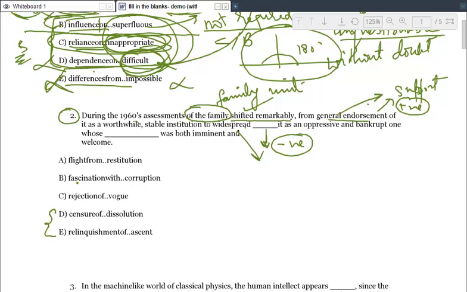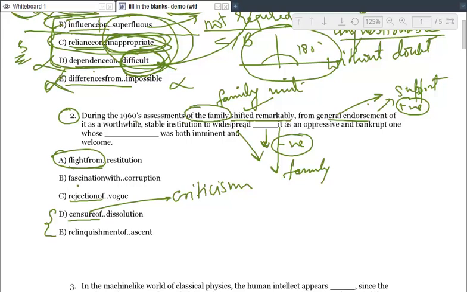From general endorsement to widespread dash. It can be rejection, it can be criticism. Censure means criticism, people. Please understand. Censure means criticism. Rejection, to widespread flight from. Flight from it, because it refers to family here. People, please understand. The pronoun it refers to family. So it can be flight from, it can be rejection of, it can be criticism of, right? They all can be there. It can be relinquished. Or what is relinquishment? Relinquishment basically means giving up, but it is voluntarily giving up something.